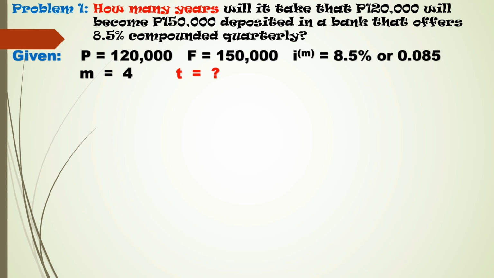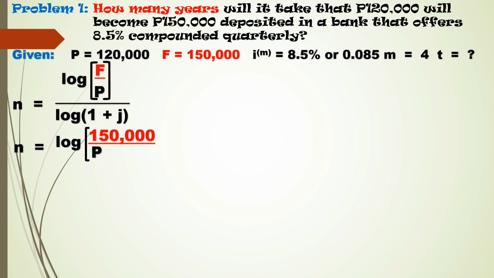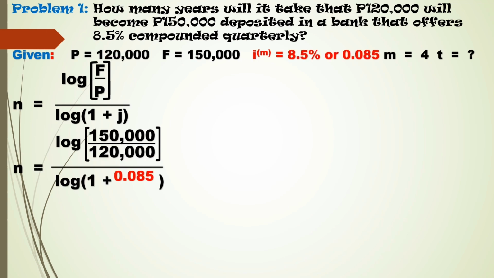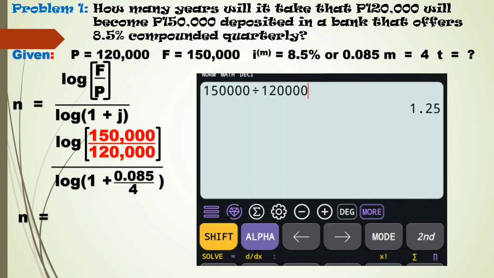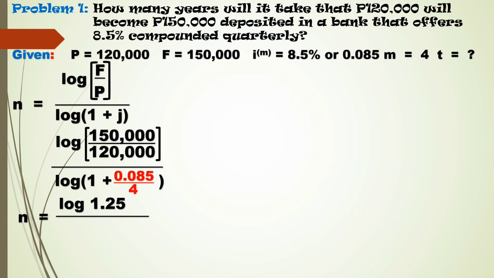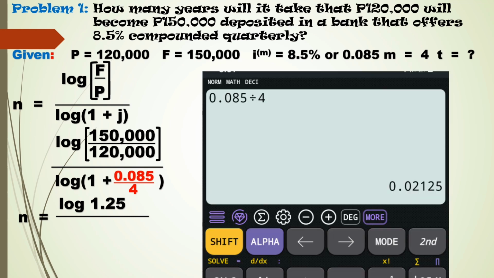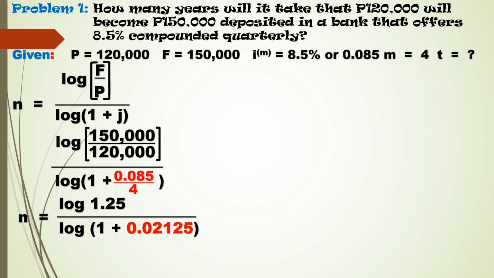Substituting the given values in the derived formula, we have n equals log of 150,000 over P, which is 120,000, over the logarithm of 1 plus j, which is 0.085 divided by 4, because j is equal to i raised to the quantity m over m. To solve, simplify first the numerator. 150,000 divided by 120,000 equals 1.25. Divide also the fraction part of the denominator. 0.085 divided by 4 equals 0.02125. Next, add in the denominator. 1 plus 0.02125 equals 1.02125.